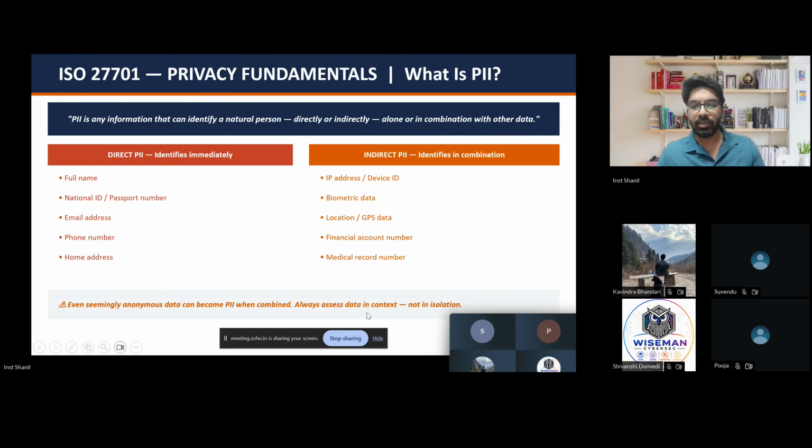Always assess data in context, not in isolation. So even if your Aadhaar card is anonymized, like you hide the first 8 digits and display only the last 4 digits, it still has your phone number, your address, your name, your photograph. So again, it is PII.